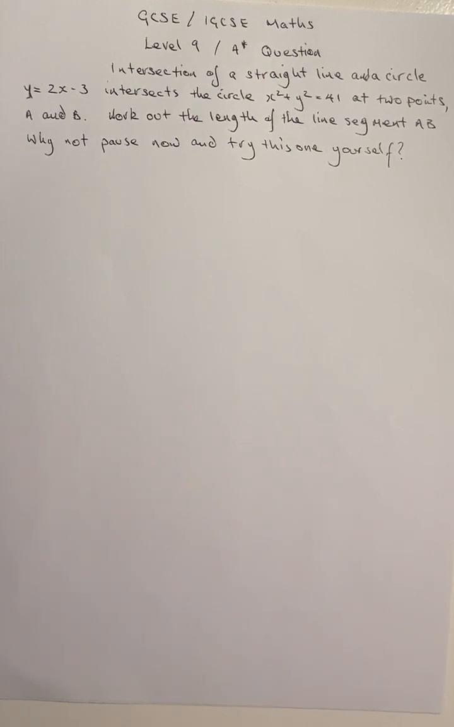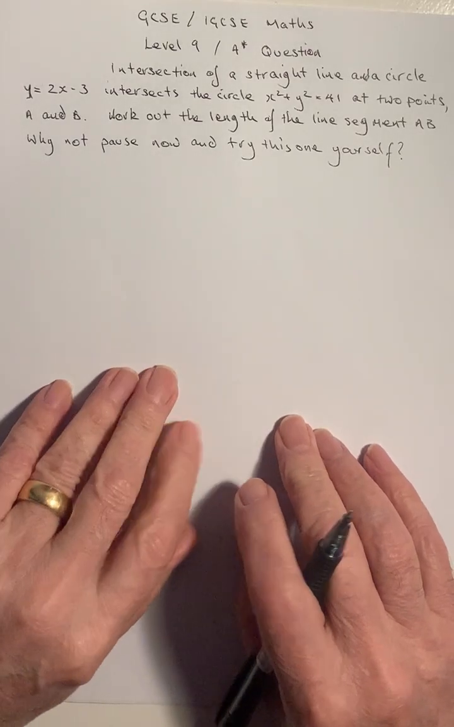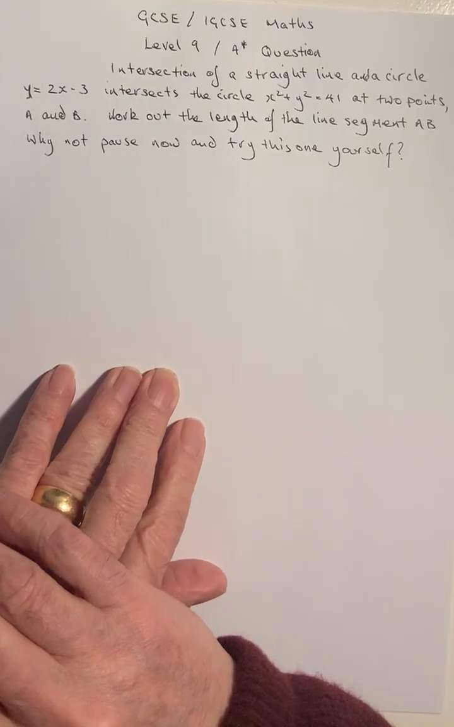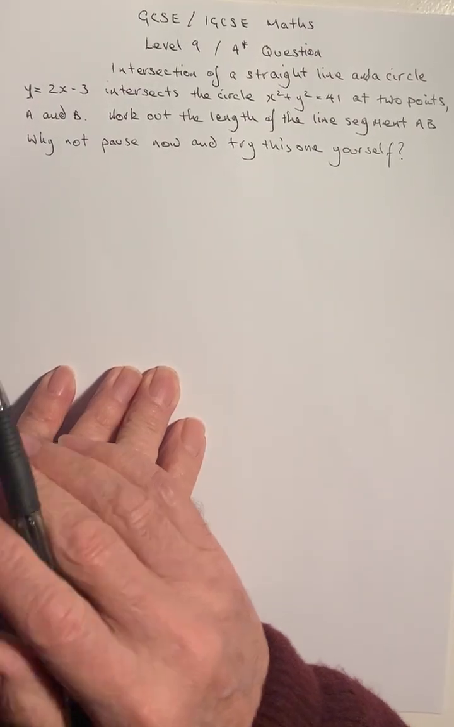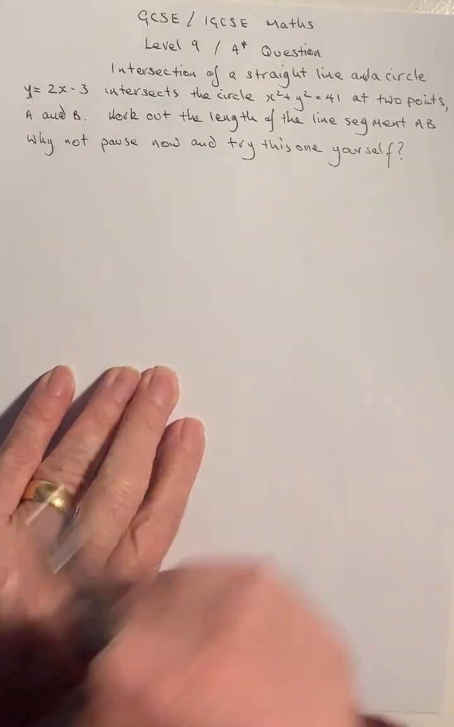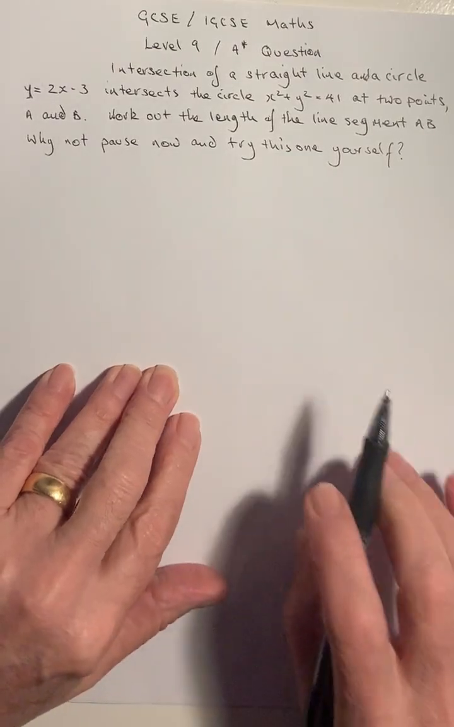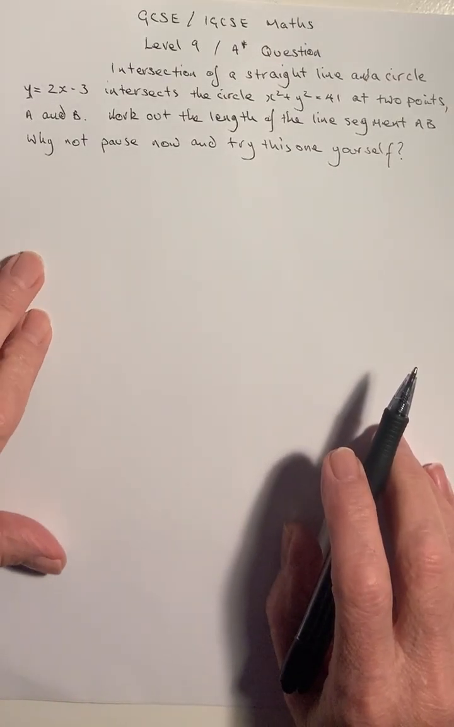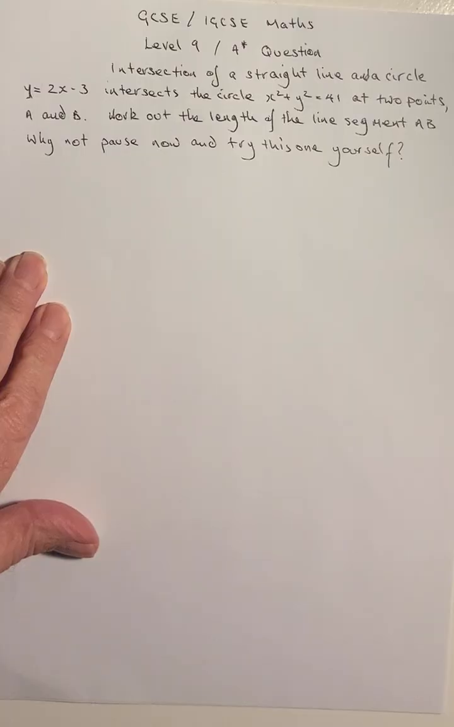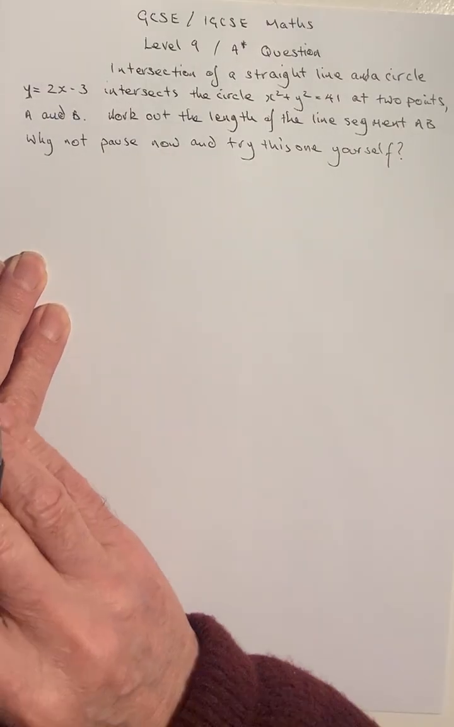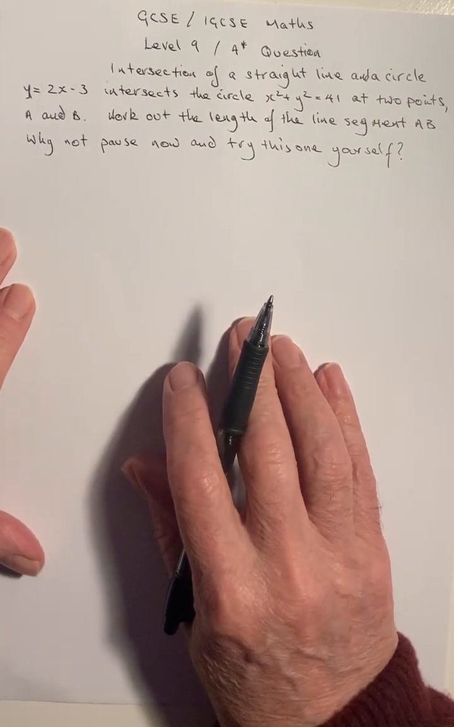Okay, so I'm going to assume that you have paused it and you've had a go and hopefully got it right. Let's see what you should have done just in case you didn't get it right. As I've said, this is a level 9 A-star question. There's very little help in the question. All you know is you have a circle and a line intersecting it, and you know the equations of the line and the circle. So the first step here is to find the coordinates of the points A and B.